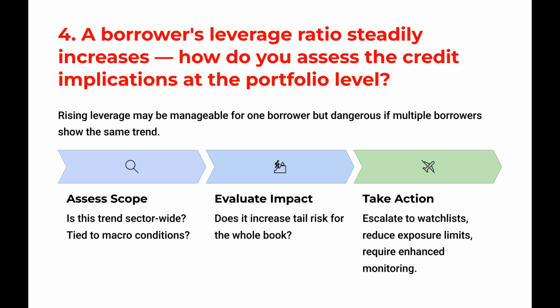A borrower's leverage ratio steadily increases. How do you assess the credit implications at the portfolio level? Rising leverage may be manageable for one borrower, but dangerous if multiple borrowers show the same trend. At portfolio level, you check: is this trend sector-wide? Is it tied to macro conditions? Does it increase tail risk for the whole book? You may escalate certain names to watchlists, reduce exposure limits, or require enhanced monitoring.